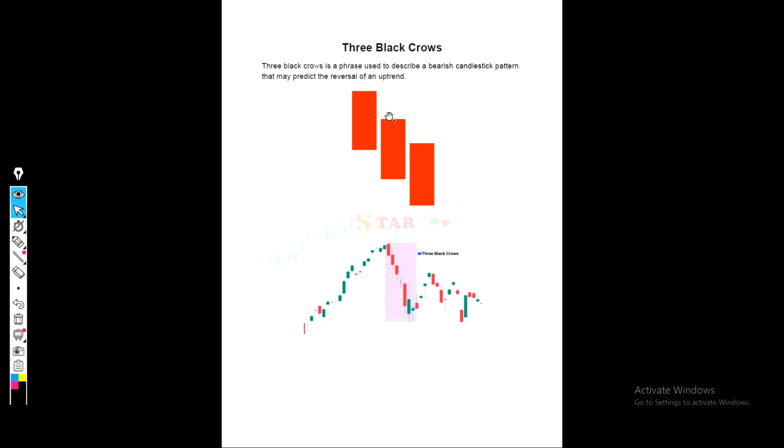Next one is three black rows. Three black rows is one of the signs of a trend reversal. You can see the trend was in an uptrend, and at this point three consecutive red candles came, and the trend reversed from uptrend to downtrend. If we find such a candlestick pattern after a big rally, then we may feel there could be a trend reversal, especially if we find it at the resistance level.